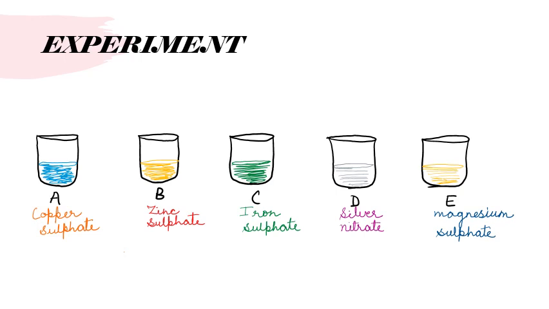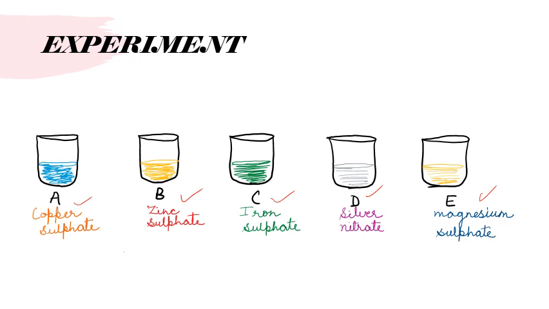Now what we have to do is, first we have to take 5 beakers and label them as A, B, C, D and E. And in beaker A we have to put copper sulfate, in beaker B zinc sulfate solution, in C iron sulfate solution, in D silver nitrate solution, and in E magnesium sulfate solution.